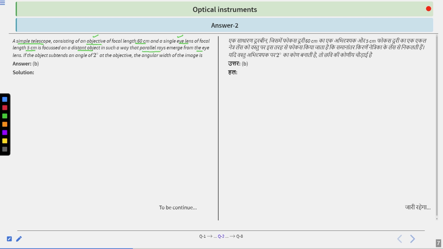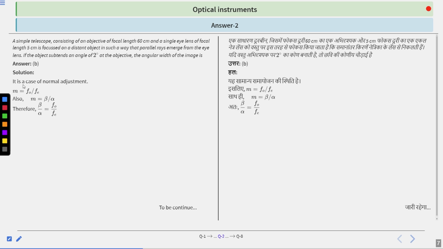It is focused on a distant object in such a way that the parallel rays emerge from the eye lens. Listen carefully: the parallel rays emerge from the eye lens. The object subtends an angle of 2 degree at the objective, and the question asked is, what is the angular width of the image? So here we will find the angular width of the image.